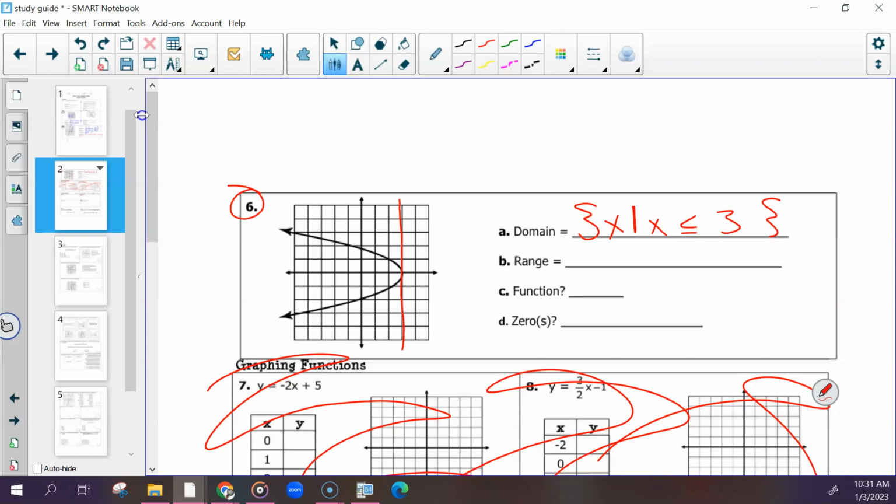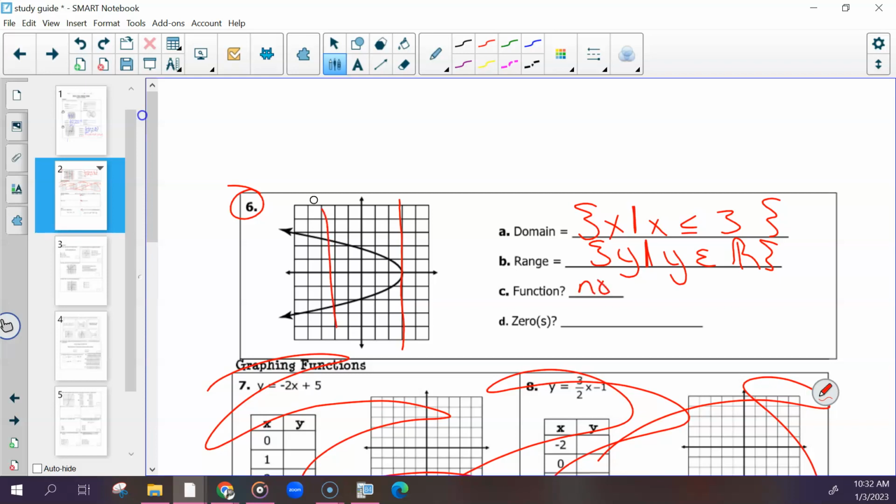What would our range be? Look at your lowest, look at your highest points. This keeps going down and this keeps going up, so it's going to be all real numbers. Is this a function? No, it does not pass the vertical line test.